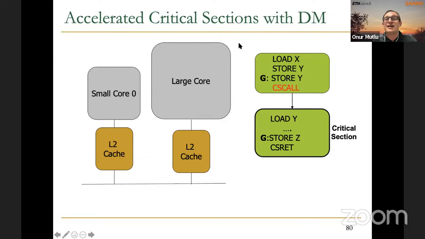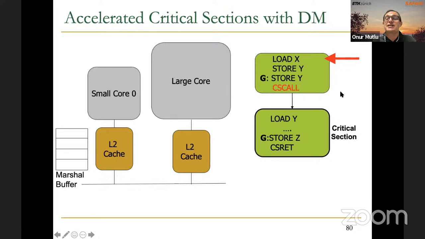Okay, so let's take a look at how this operates pictorially. So we have accelerated critical sections. We have the small core and the large core. And you can see that the small core executes these load store instructions. And we have a generator instruction here. And we have a critical section call, which implicitly serves as a Marshall instruction. So okay, let's step through it. We have a Marshall buffer in the small core, which is going to house the lines that are going to be marshaled to the large core's cache.